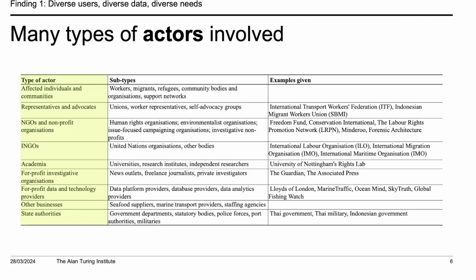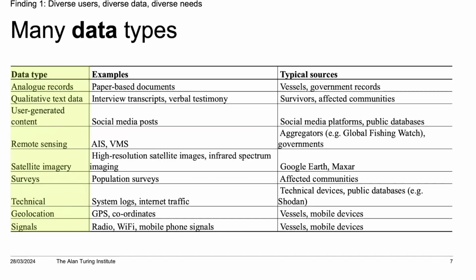There are many types of actors involved in this field, ranging from affected individuals and communities to NGOs, international NGOs, and state authorities. There are also many data types used. These include analog records, qualitative data, witness testimony, and remote sensing data, such as AIS.